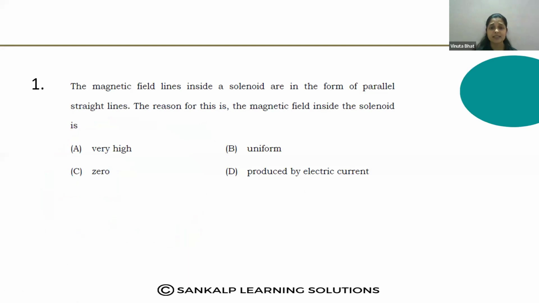The magnetic field lines inside the solenoid are in the form of parallel straight lines. The reason for this is that the magnetic field inside the solenoid is: option A, very high; option B, uniform; option C, zero; option D, produced by electric current. The reason for this is that the magnetic field inside the solenoid is uniform. The correct answer is option B, uniform.